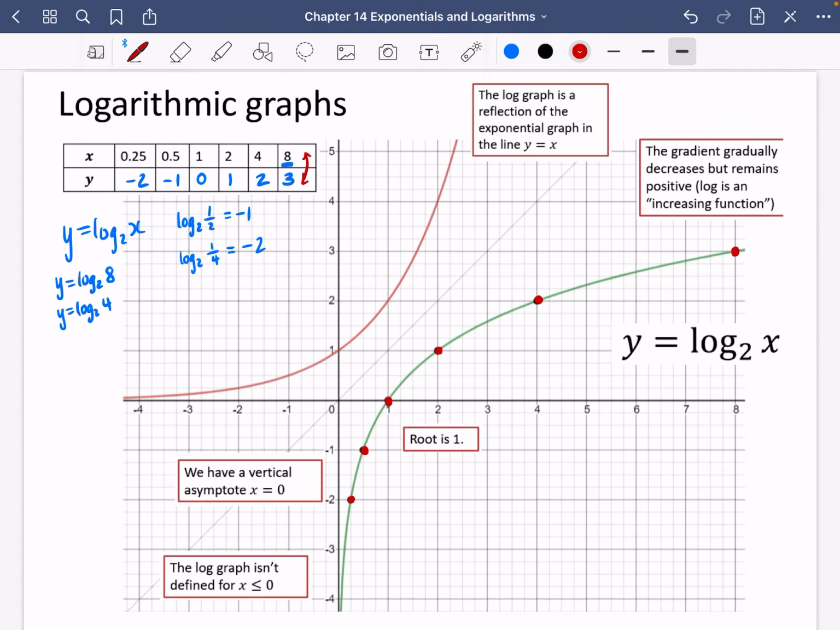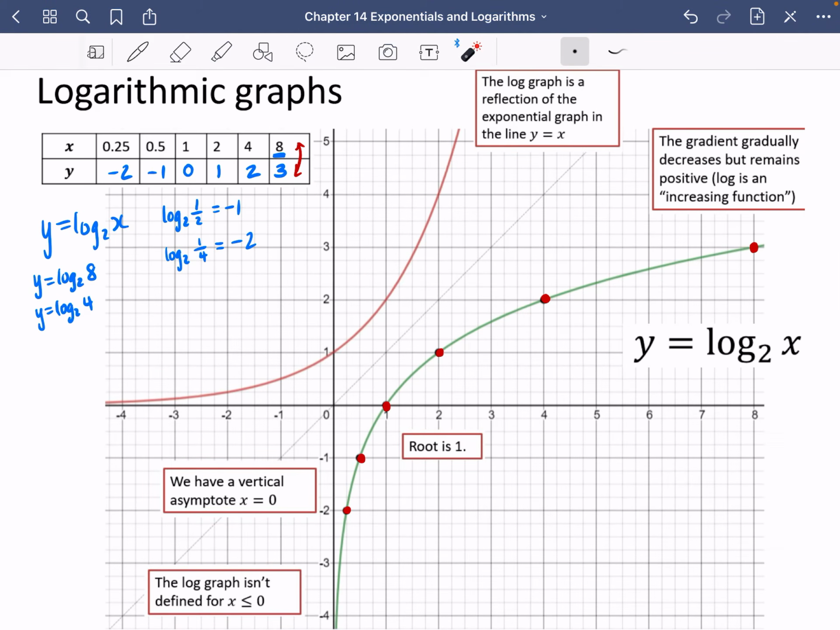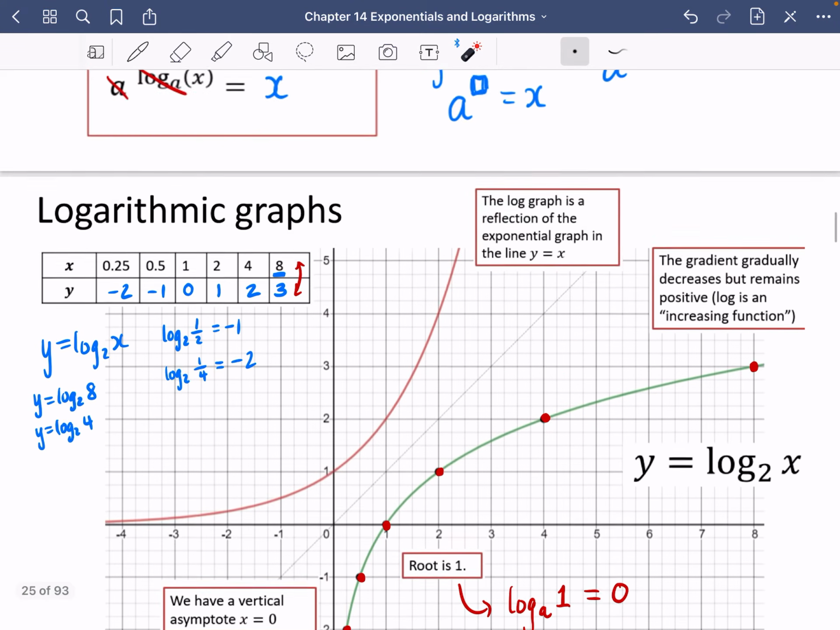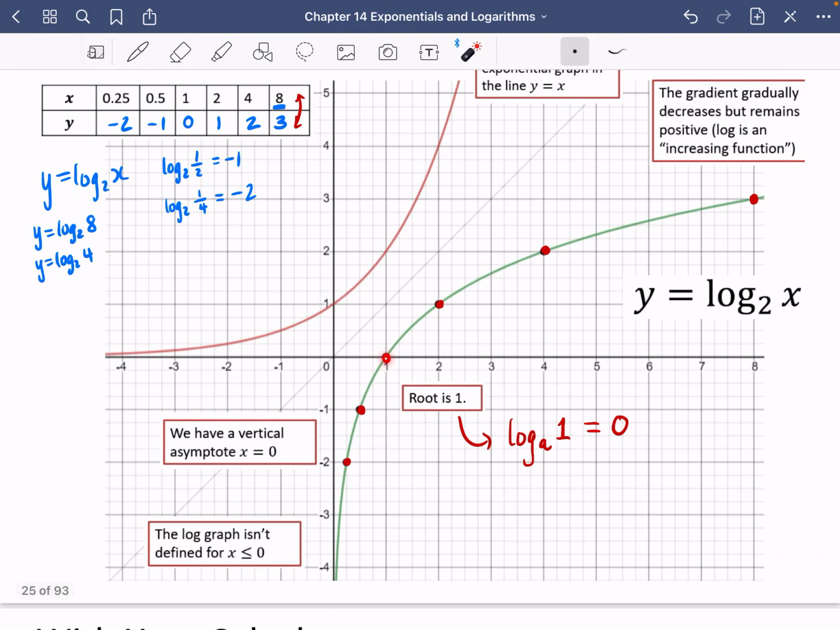So first of all, one of the things I wanted to point out is that the root of this graph is 1. The reason that the root of this graph is 1 is because the log of base anything of 1 is always going to be equal to 0. That's what we said on this previous page here, that the log of base anything of 1 is always going to be 0. So that's why we've always got that coordinate. When the x coordinate is 1, the y coordinate is 0.